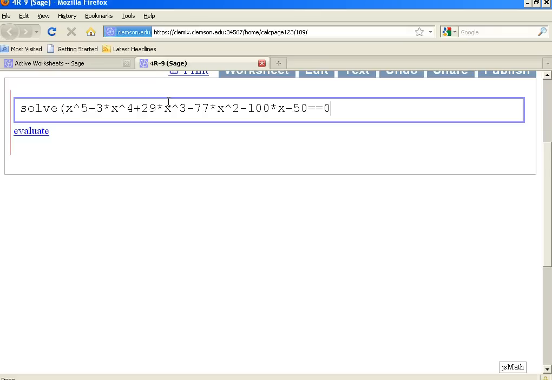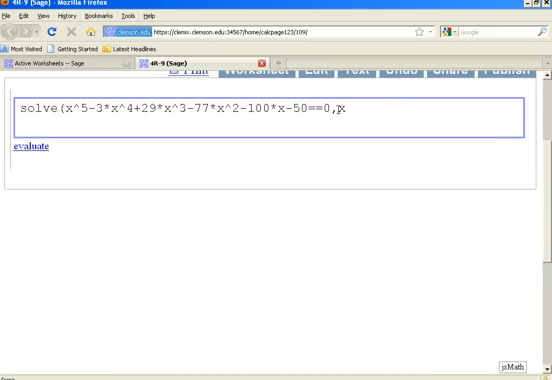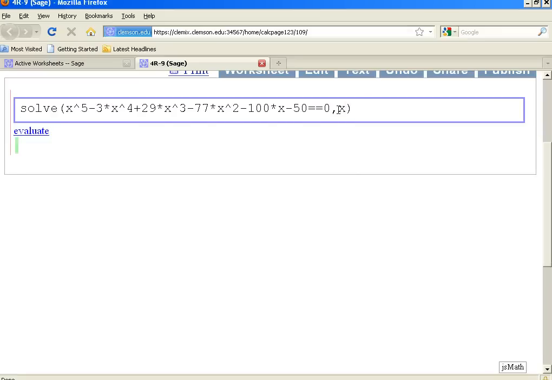Now, the system is a little bit weird. Equals equals is a Boolean operator. The question is, when is this true? A Boolean operator is something that's either true or false. We're asking, when is this equal to this a true statement? A single equals is a different statement, that makes it equal to 0. We don't want that. We want to see what values of x make it 0. And then I have to say I'm solving for x.